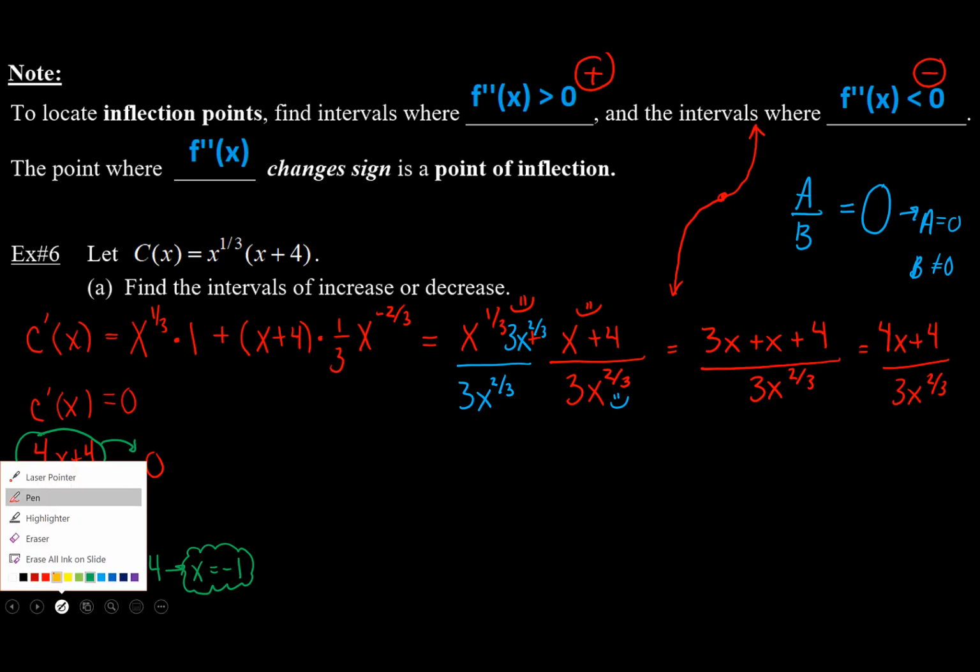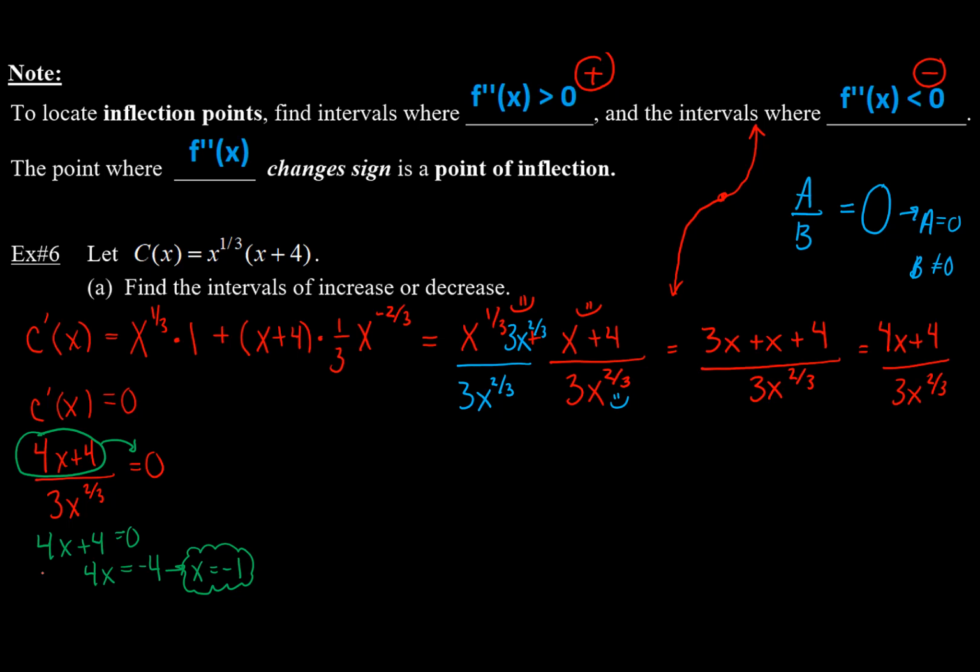Next, I need to find out where the derivative does not exist. And since this is a fraction, I'm just going to take the denominator and set that equal to 0. And if I divide by 3 and take everything to the 3/2 power, I basically discover that x equals 0 is my other critical number.